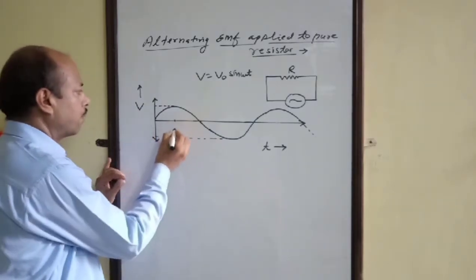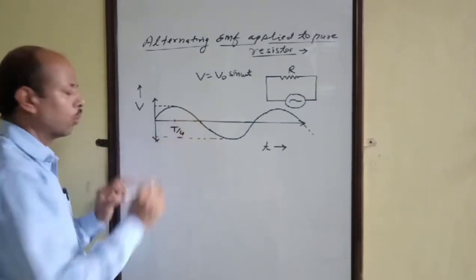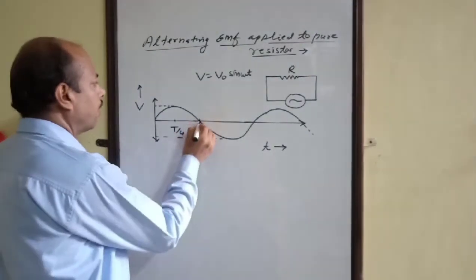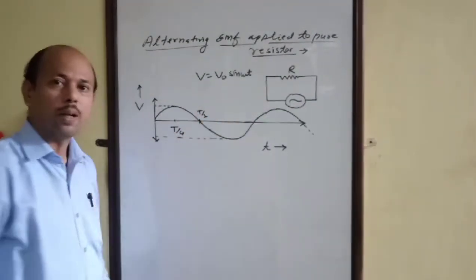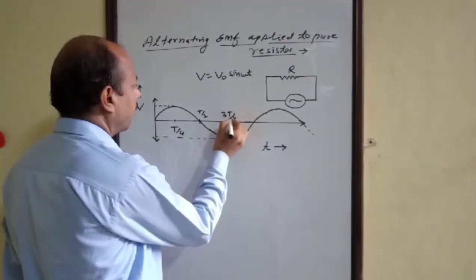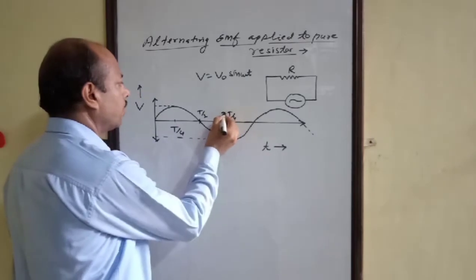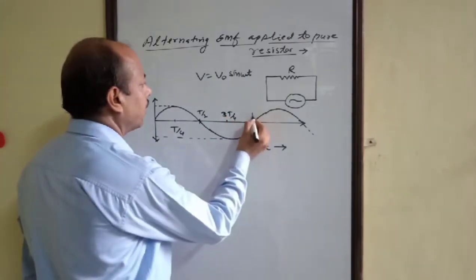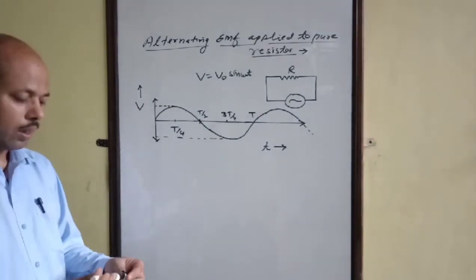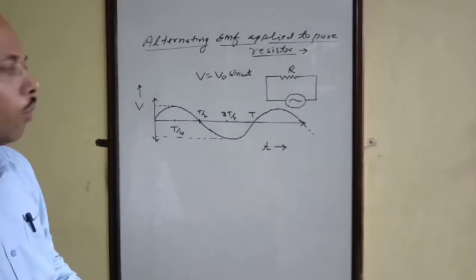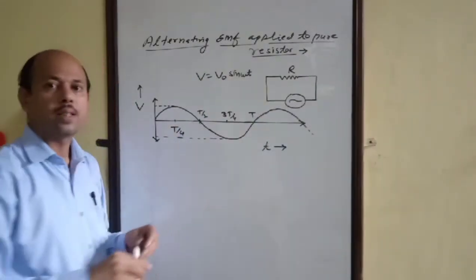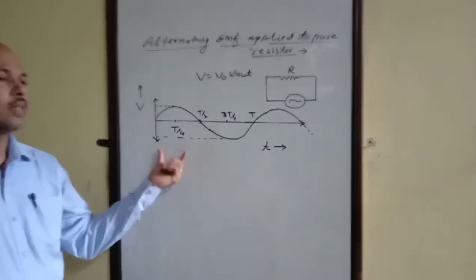Here we can say time as T by 4, it means one-fourth of the time period. Here time will be T by 2. Here time we can say 3T by 4, and here it can be written as T. So this is the variation of current or voltage with time, or we can say how voltage varies with time, that is represented by this graph.